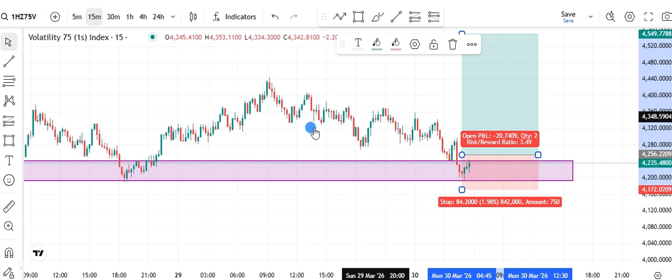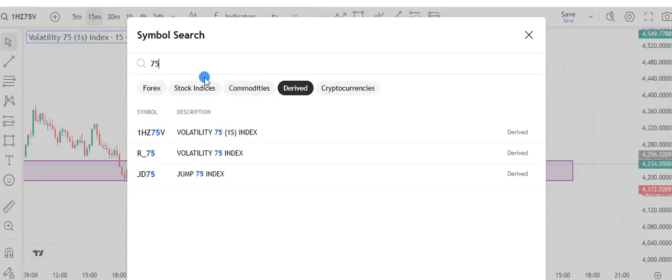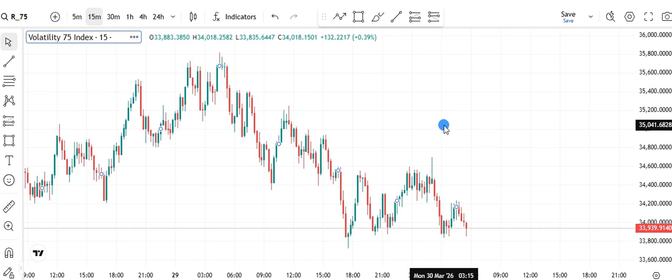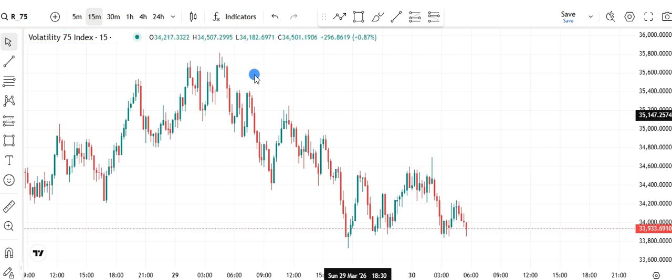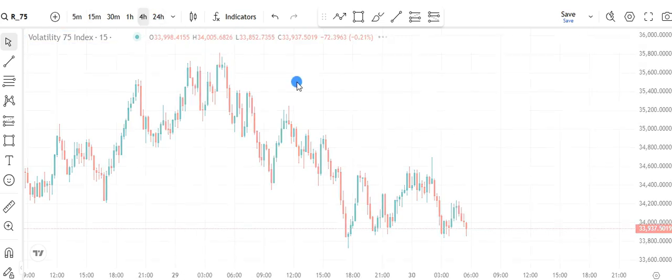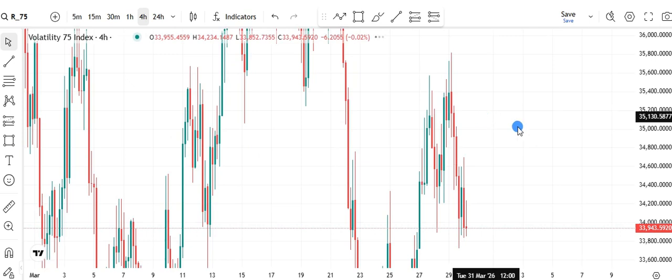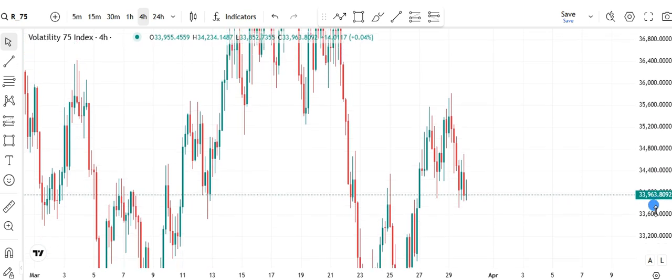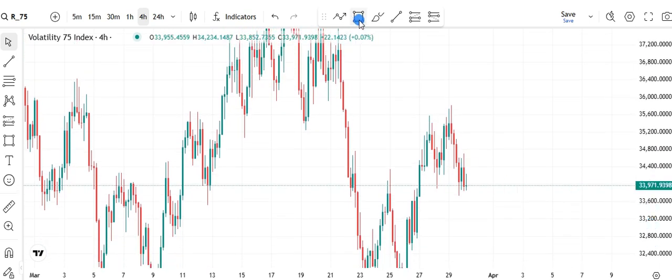All right, so that's volatility 75 1 second. Okay, so go to volatility 75 itself. All right. So this volatility 75. Okay. This is a level right here.